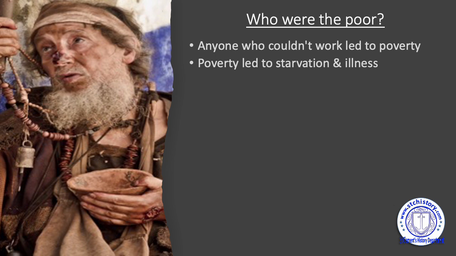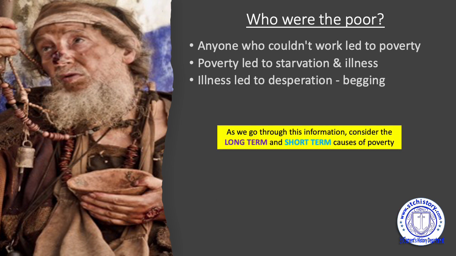Poverty also, as we know today, leads to starvation and illness. That's no different. The poorest in society are generally those who have the worst health. Illness also leads to desperation. If you've got to get medicine or you've got to get food or you've got to feed your kids or your family, we can do extreme things which can lead to people begging on the streets and things like that. And obviously crime can go up in poverty too.